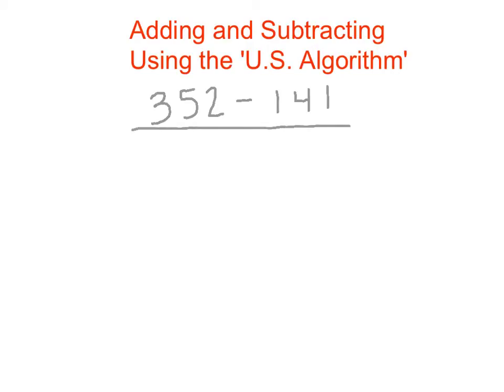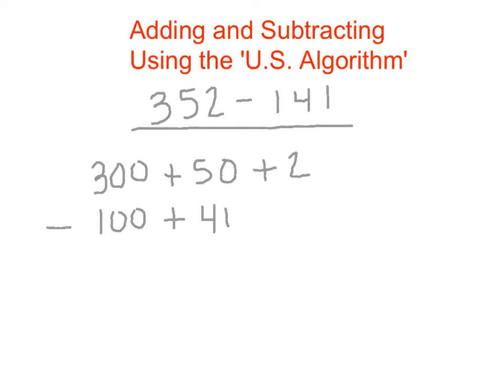So if this is our original, 352 really means 300 plus 50 plus 2. That would be how we would write that number expanded. And then we're subtracting 100 plus 40 plus 1. And then this is how you do it. It basically breaks it up where you're doing the ones place, the tens place, and the hundreds place each individually.